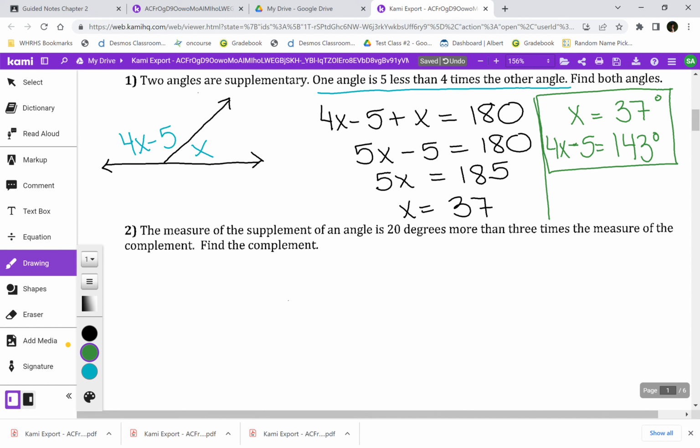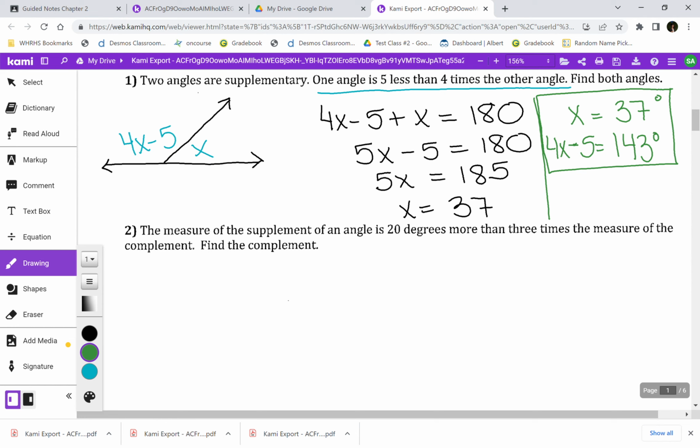All right, the measure of the supplement of an angle is 20 degrees more than 3 times the measure of the complement. Find the complement. What's different about number 2? What is different about number 2? Ethan. It has both supplementary and complementary. Exactly. So for number 2, we're not drawing a straight angle. We're not drawing a right angle.